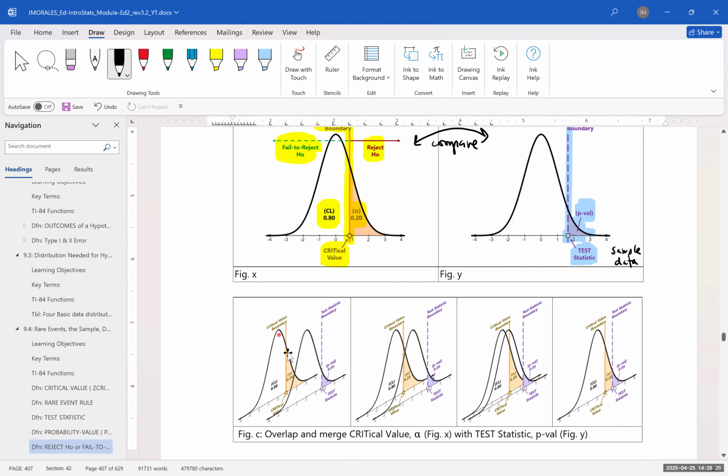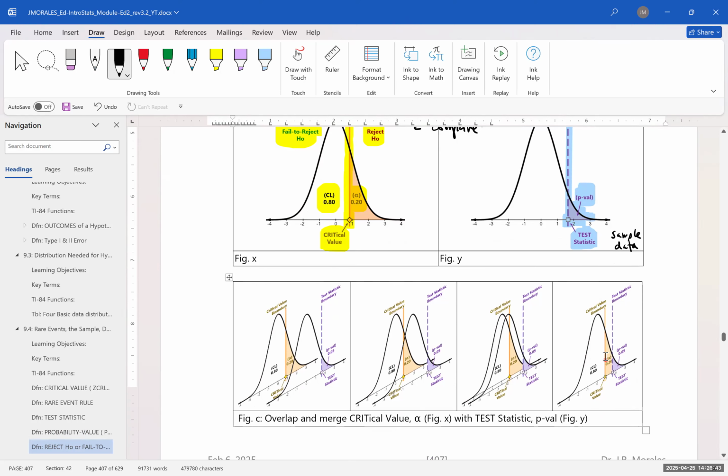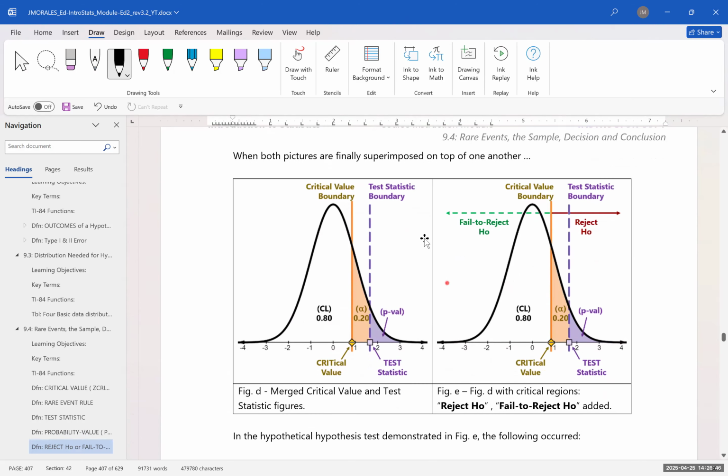Here's the one with the critical value and the critical value boundary. Here's the one with the test statistic and the p-value. As you take those two and bring them closer and closer together until they're completely overlapping, you end up with a picture that looks like this. Hopefully you can look at this picture and see those two separate pictures in it. So this is the picture of the merged critical value and test statistic figures.